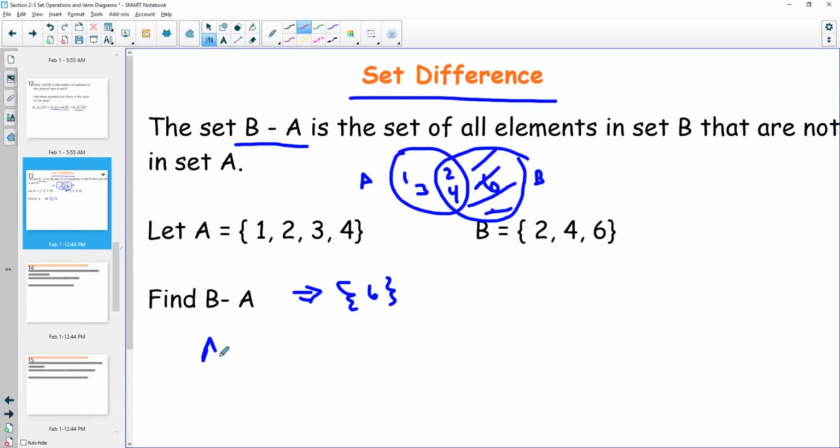If I did A minus B, I would go the opposite direction. So I would think about the things that are not shared. I want the things in set A that are not also in B. So I would think about this part. It would be 1 and 3.